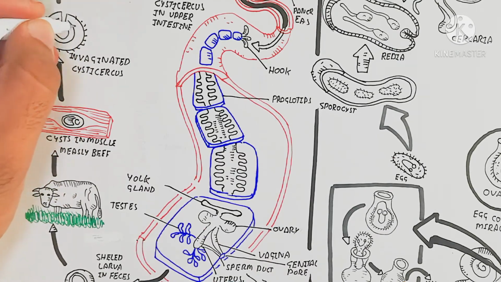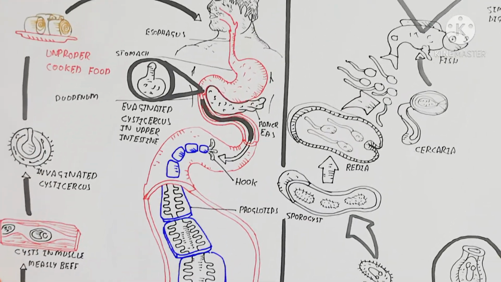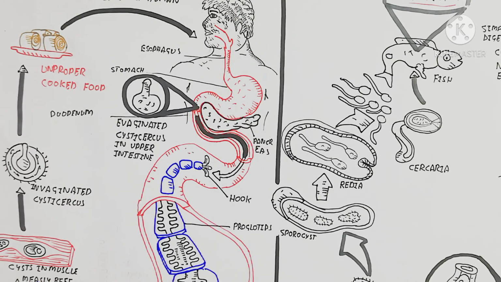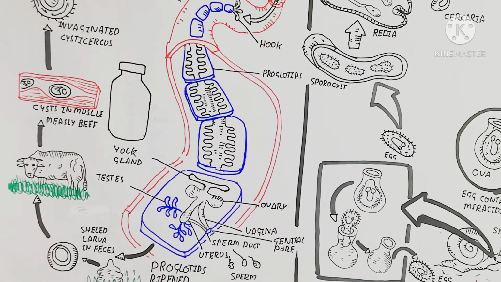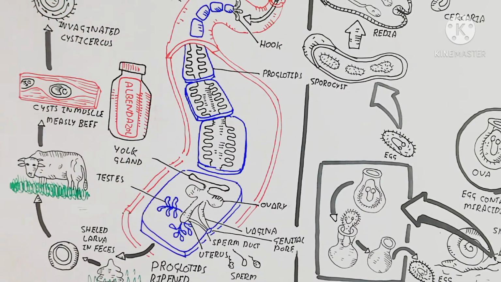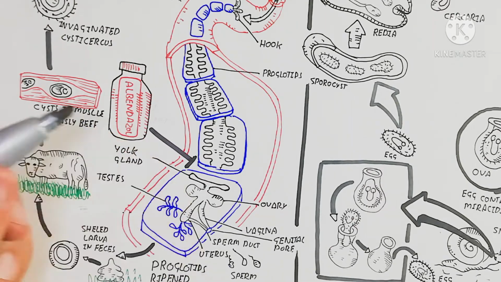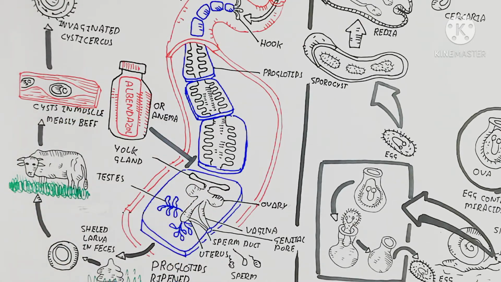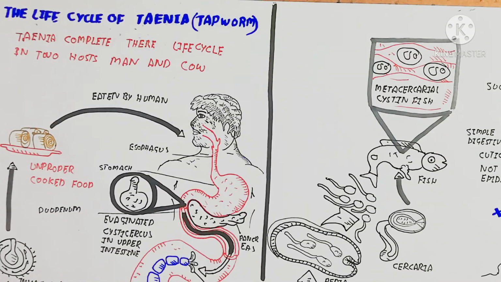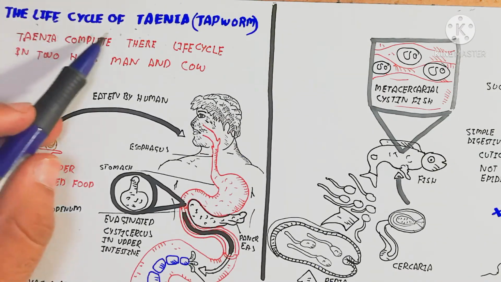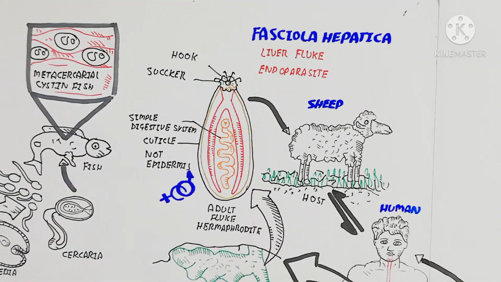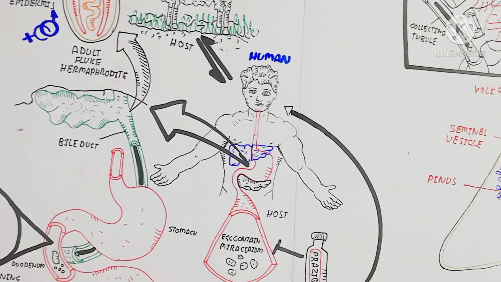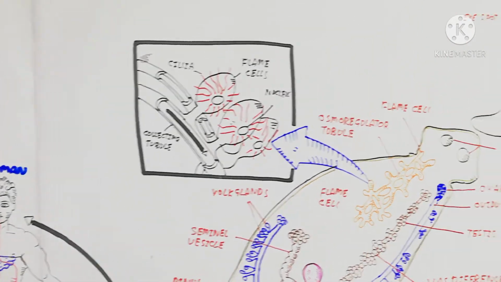After eating, it goes into the intestine, the blood absorbs these shelled larvae, they flow in the blood, and become a cyst in the muscle, known as measly beef. So that is the cyst formation. Uncooked food will not kill this cyst, and the invaginated cysticercus is present in this cyst, which becomes the infection. Here is the medicine, albendazole or niclosamide, used to inhibit the growth of the tapeworm.